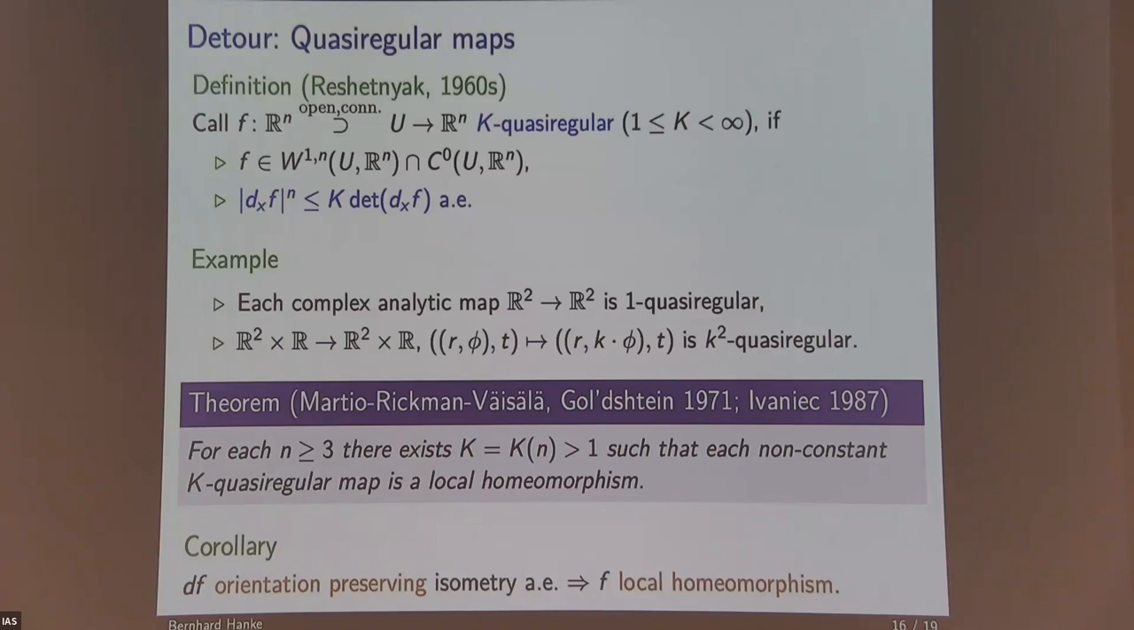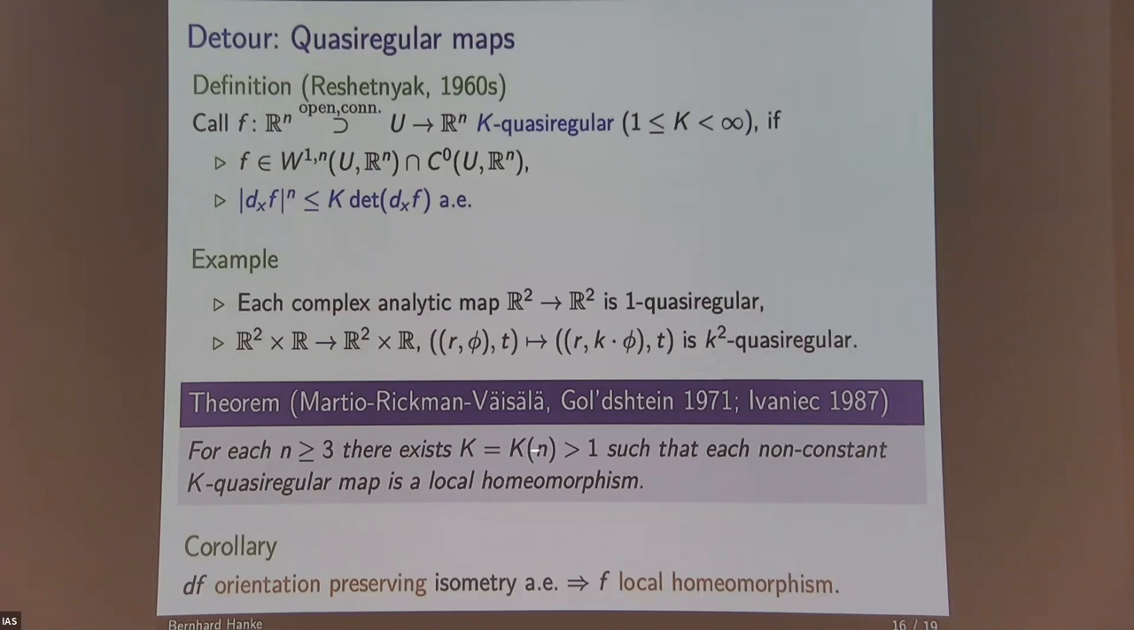Here we have a fundamental result which tells us that this branching does not occur once we can make sure that K is very small, just a very small distance away from one. This is the theorem written here, proven by several people over the years. In dimension at least three, there is a K bigger than one, usually very close to one, such that each non-constant K-quasi-regular map is a local homeomorphism. So in this case, K must be smaller than k squared because otherwise we would have this counterexample. But if the distortion is small enough, there is no room for branching loci, and we can conclude that the map is a local homeomorphism. This is exactly what we need.